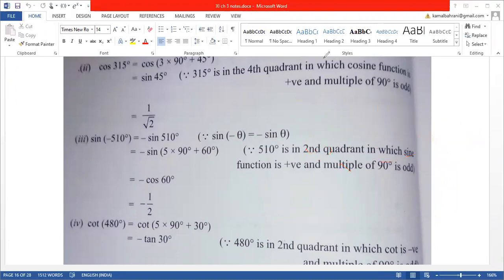Anyone who can tell me the value, come to the chat box and let me know the value of tan 30. Yes, anyone?